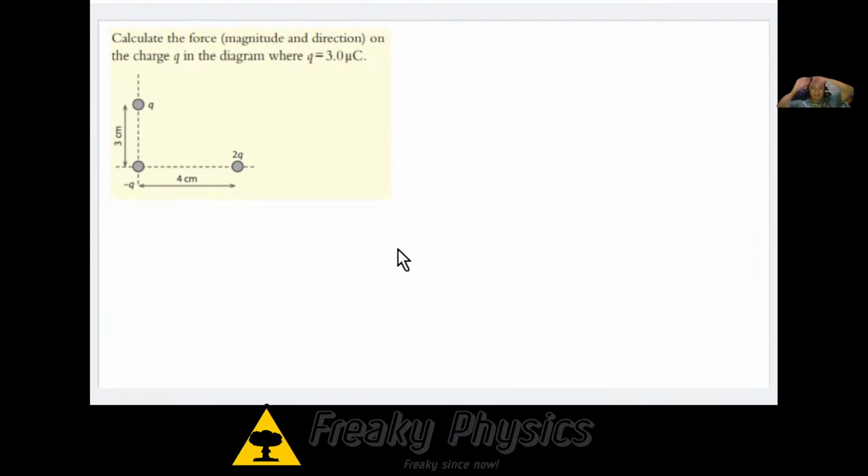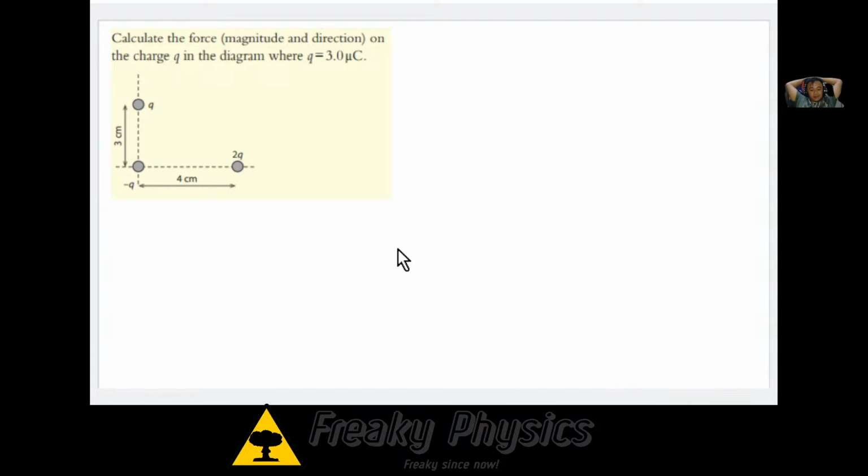All right. Here. Calculate the force on the charge Q when we're going to do Q is equal to 3.0 microcoulombs. Okay, do you need a hint here? Do I use Coulomb's law twice? Correct, you do. Okay, so can I start with the 4 centimeters one? Yep. Okay.